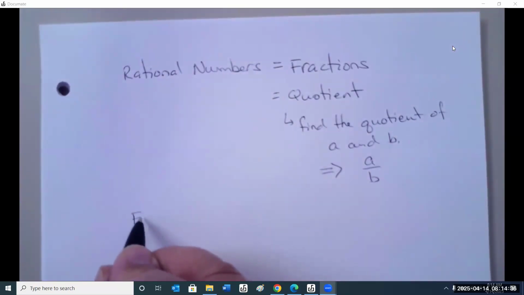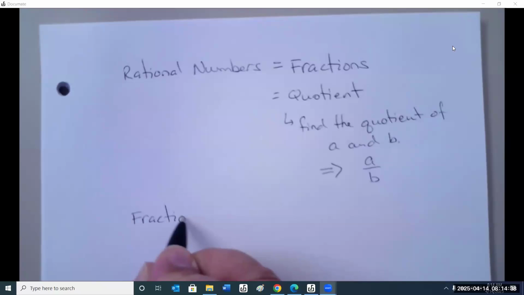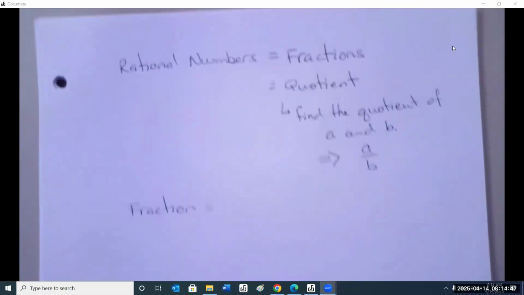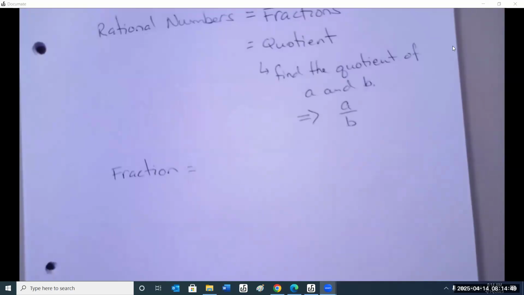The word fraction. Why do we call it fraction? Everything's Latin based pretty much.